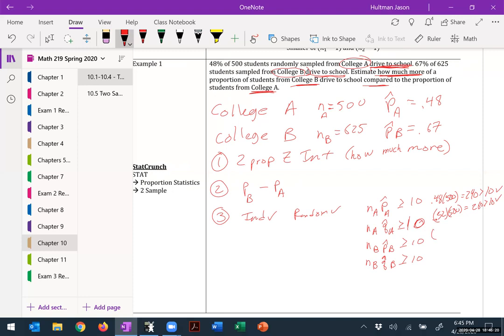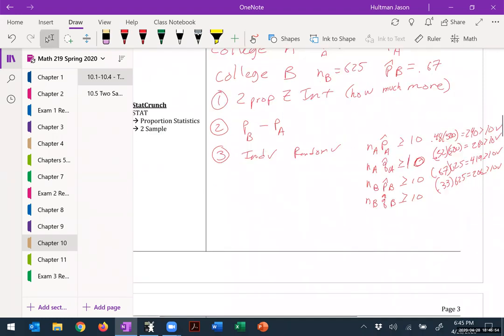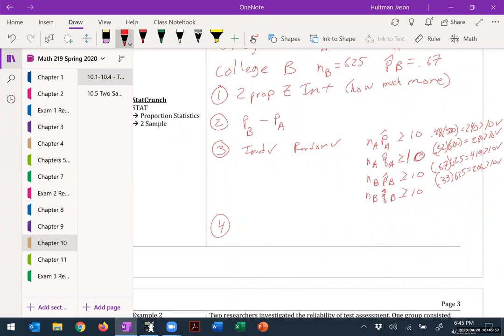Okay, what about the proportion for college B? That's 0.67 times 625, which is equal to, we'll round, 419, which is greater than 10. We just need to know the ballpark, because 419 is much bigger than 10. And then this is 0.33 times 625, which is about 206, which is greater than or equal to 10. So that checks. They all check. Okay, so all of our criteria hold. Now let's actually run the numbers.